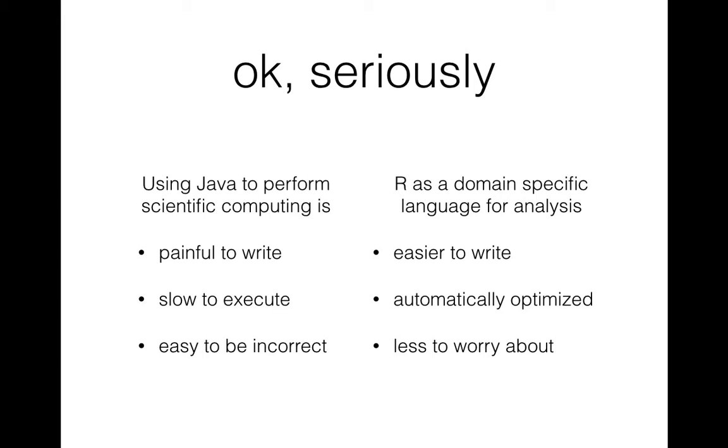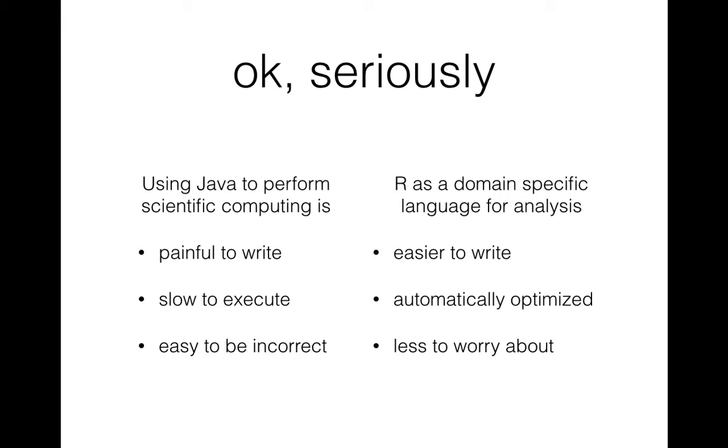It is because using Java to perform scientific computing and post-processing of data sets is pretty painful to write. Everybody can imagine how hard it is to write Java code to execute a matrix times matrix multiplication, and it's also slow to execute because you have to unbox the different types, and it's easy to be incorrect.